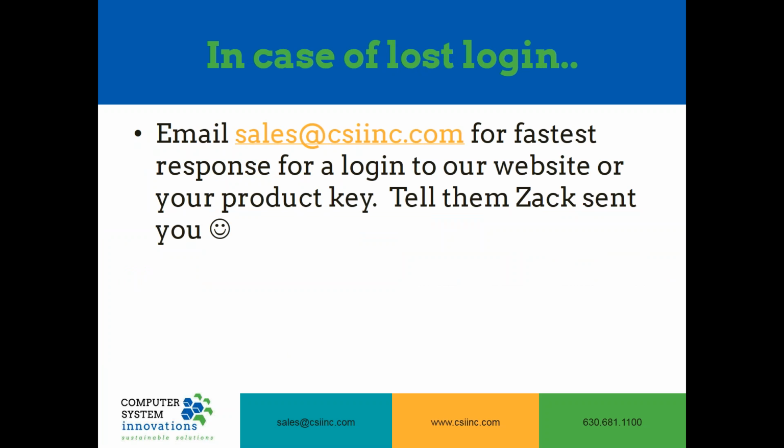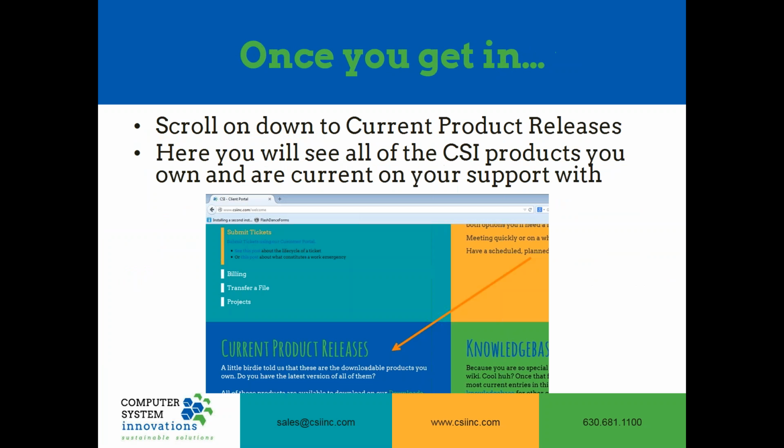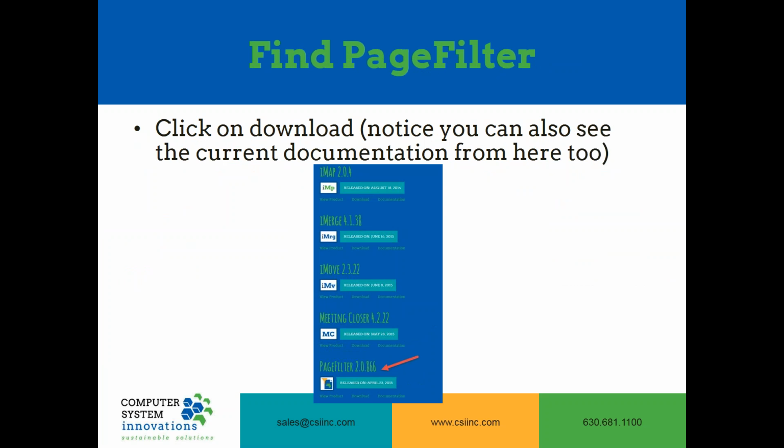And when you go to login, you probably forgot what your login and password was. You got it when you first purchased the product. That's fine. Just feel free to email sales@csinc.com, and they will go ahead and send you your new credentials. And once you're in, you're going to scroll down to the current product releases. That's where you're going to see any of the products of ours that you own and you're current on your support with. So it's going to look like this.